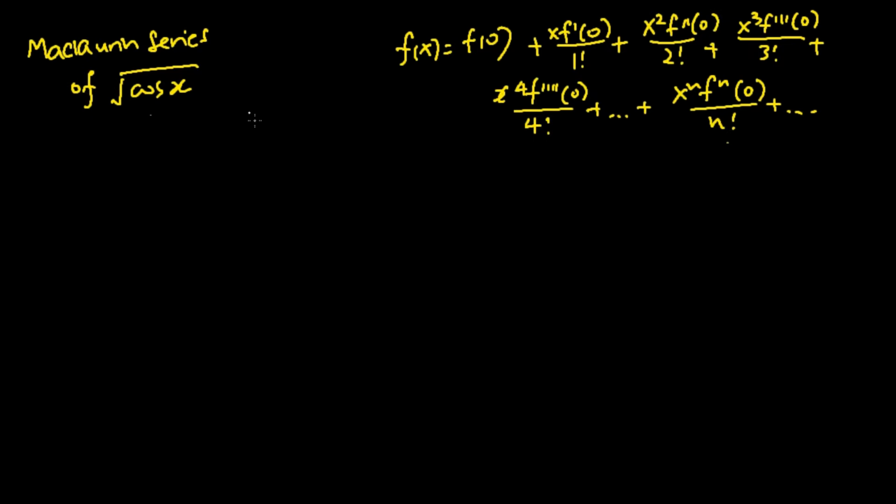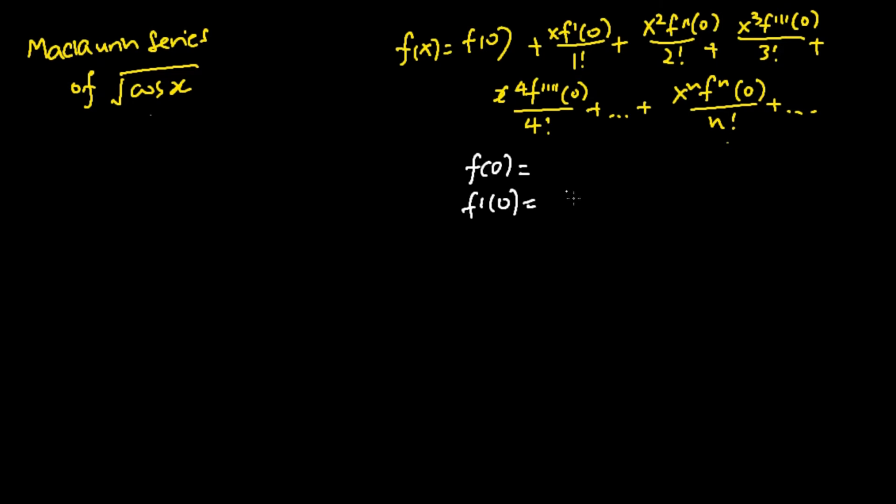We can express the Maclaurin series of square root of cosine x using the formulas in the top right hand corner. The formulas in the top right hand corner tell us that a function of x can be expressed as an infinite series. We are going to solve this problem by expressing the Maclaurin series of square root of cosine x up to and including the x cubed term.